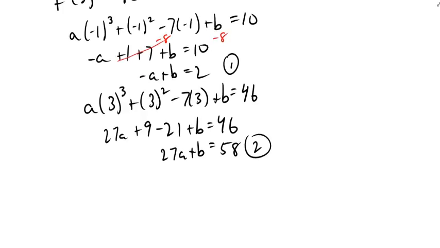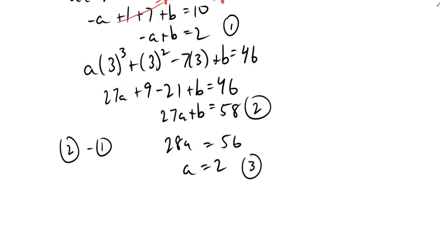Who remembers how to do that? So I can subtract 2 minus 1. 27a minus negative a is 28a. B minus b is 0. 58 minus 2 is 56. 56 divided by 28? 2. Nice, that worked. The fact that it gave me an integer answer leads me to believe I probably did something right there.